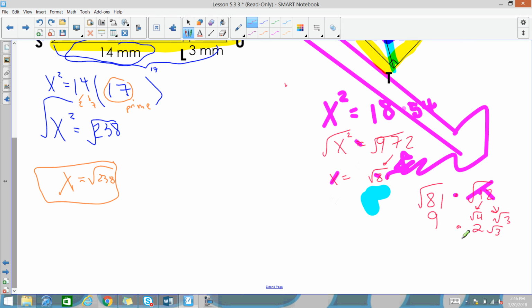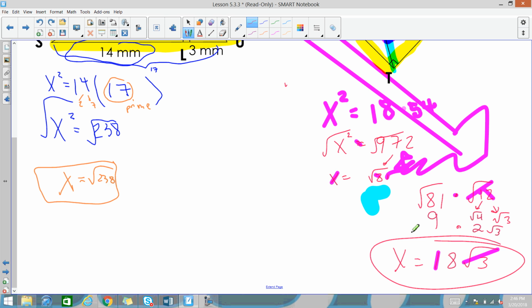So my answer is actually going to be x equals 18 root 3. All right, hopefully you figured that out because here you get the square root of 12, and that's where I was going with it. All right, 18 root 3.